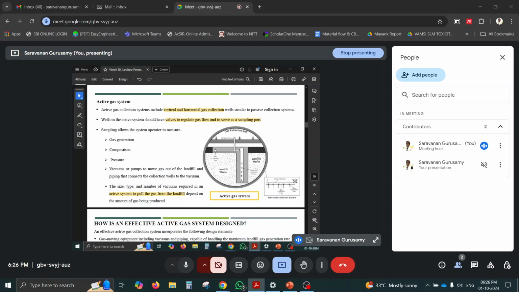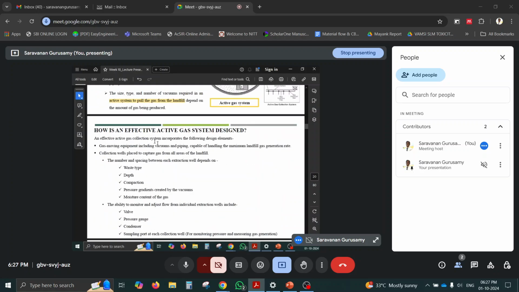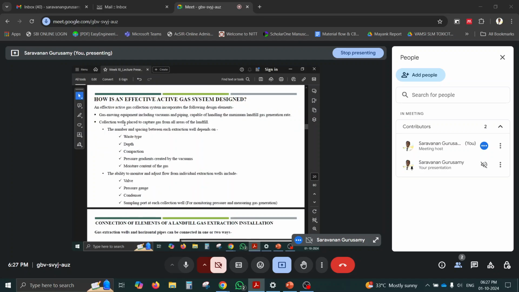But here we have a vacuum creation mechanism to collect all the landfill gas that is generated. So this is a system to pull the gas from the landfill. The size, type, and number of vacuums are required. So the effective active gas collection system will be designed based on the gas moving equipment, collection wells, and the spacing between each extraction well.